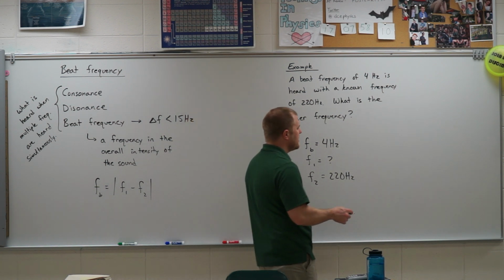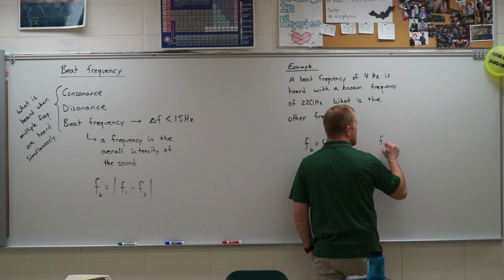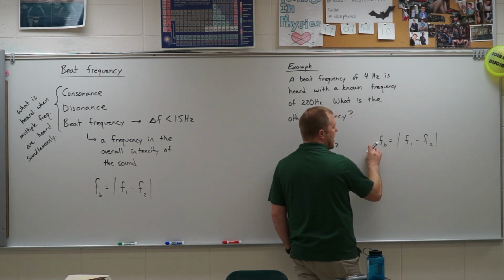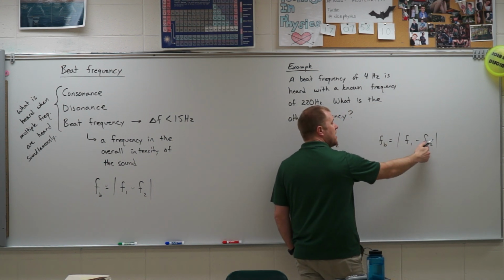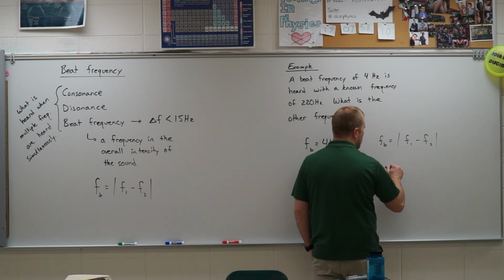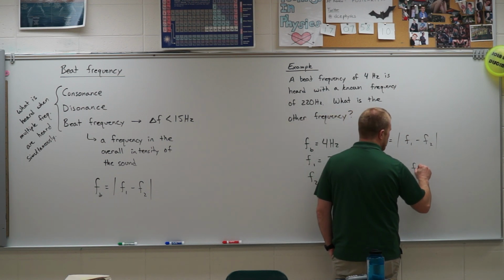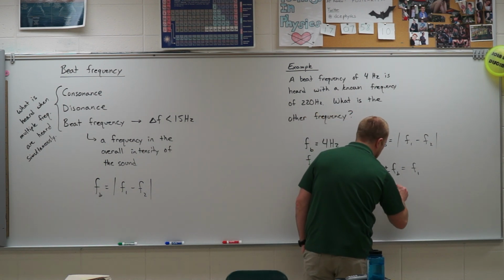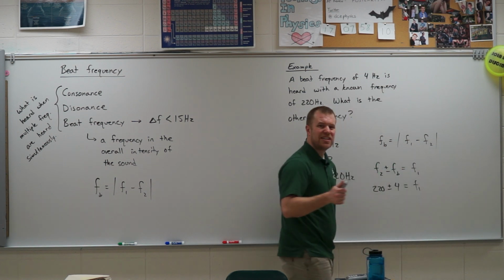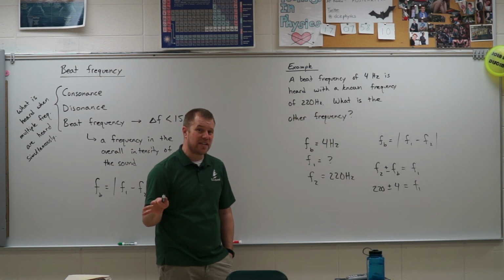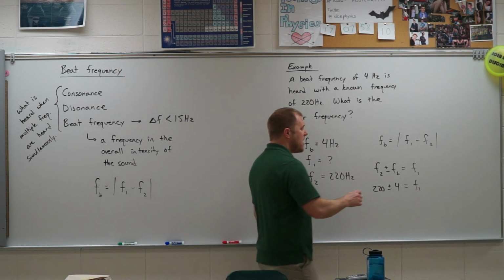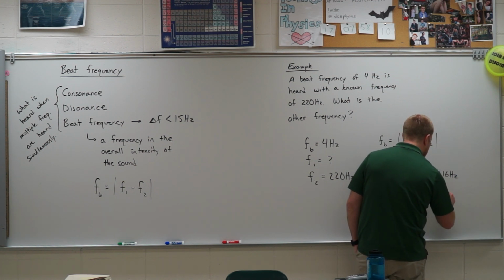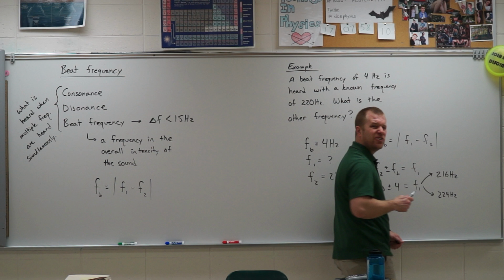So what we can do is set this up and solve it. I have the beat frequency is equal to the absolute value of F1 minus F2. And so I can take the absolute value off, make it plus or minus on the other side, and move the F2 over. So I have F2 plus or minus FB is equal to F1. And so I can see then if I do 220 plus or minus 4, I'll get the beat frequency. So there's not only one possible frequency it could be, there's multiples. That means my frequency could be 216 hertz, or it could be 224 hertz. There's multiple ones.